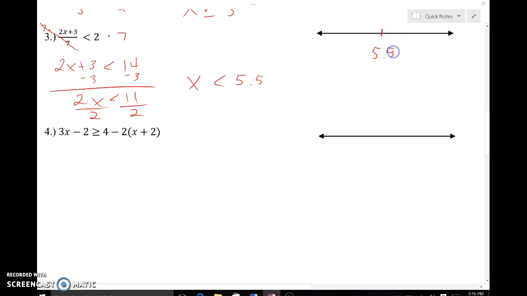5.5 goes on my number line, and since this is less than, I would do an open circle and then shade to the left. Less than, all the numbers that are smaller than 5.5 are to the left. Again, open circle because it's less than, not less than or equal to.